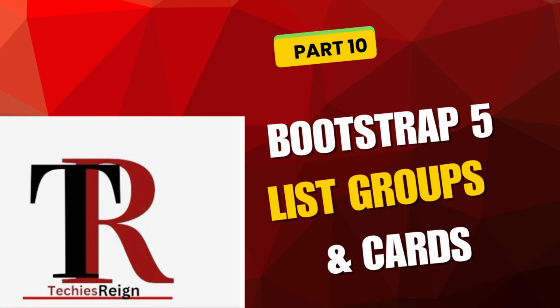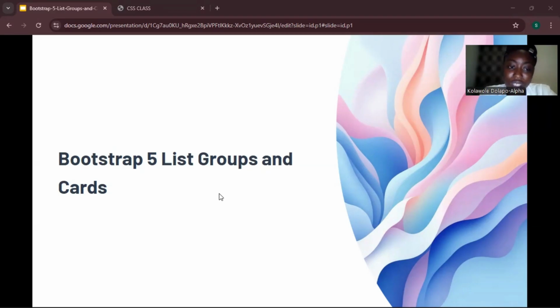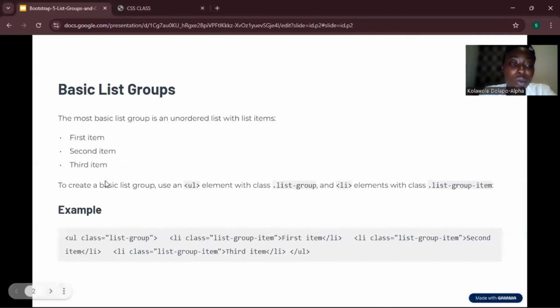In this video, we're going to talk about Bootstrap 5 list groups and cards. Let's move on. So we have basic list groups. The most basic list group is an unordered list with list items: the first item, second item, and the third item. To create a basic list group, use a UL element with class list-group and the LI element with class list-group-item.